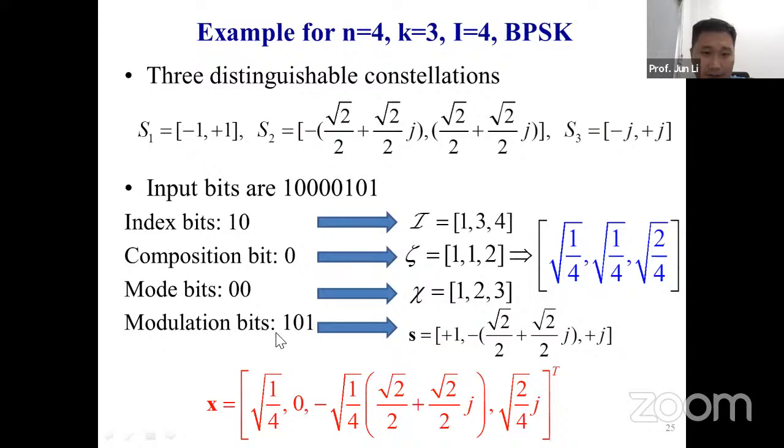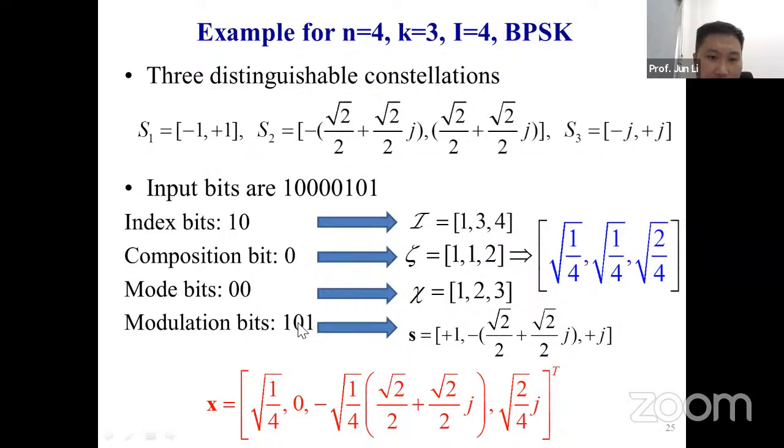And the last 3 bits, 1, 0, 1, mean the first bit 1 will be selected from the S1 here. The 1 means the -1, right? The 1 means the -1. So the transmitted symbol at the first subcarrier is -1. The -1 is for the first subcarrier from the S1 constellation.